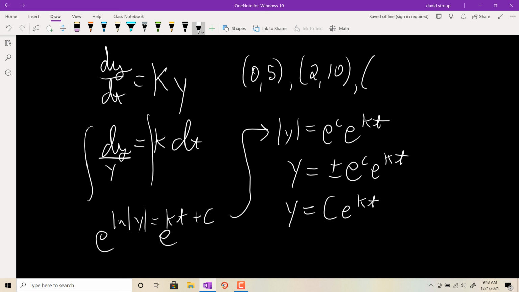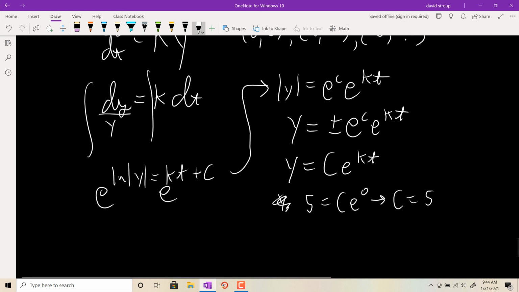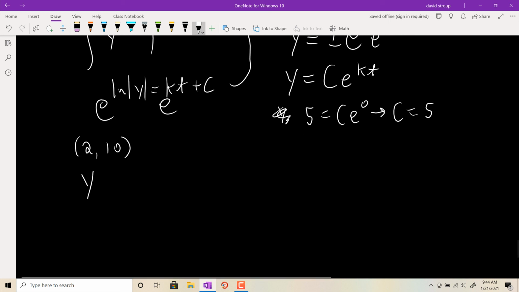So we want to know basically at the end how much is there after 3 time units. Okay. So in this case 0, 5. So y of 0 is 5, right? So 5 equals c e to the 0, which tells me c is 5. Okay. And then I have to use this other initial condition, 2 comma 10, to get the k value. So right now my formula is 5e to the kt. So now I put in 10 for y, and I have 5e to the 2k.